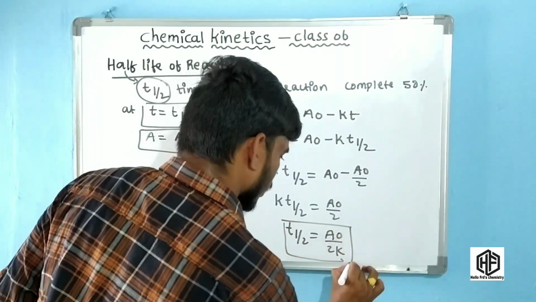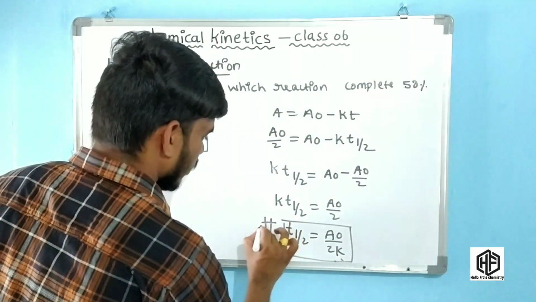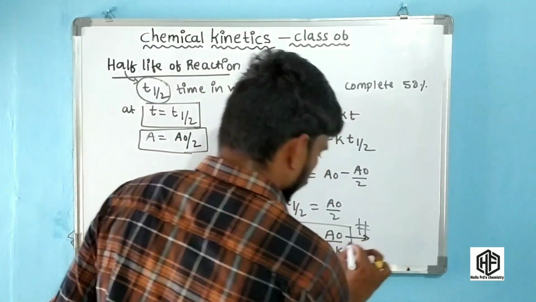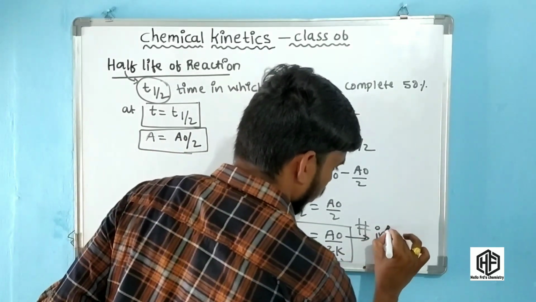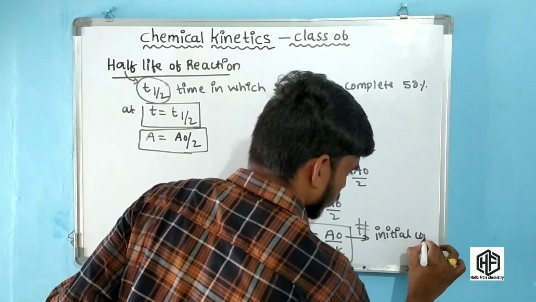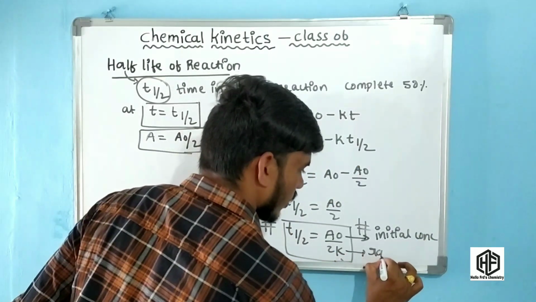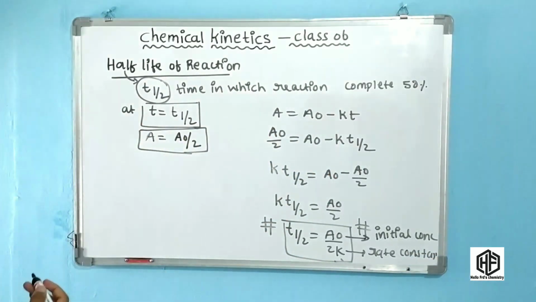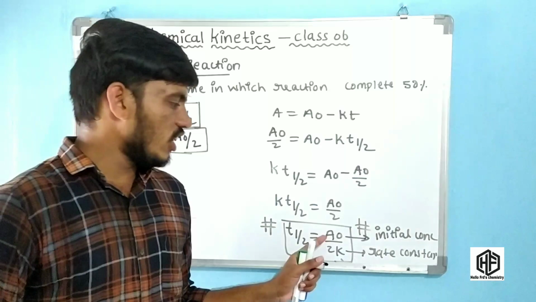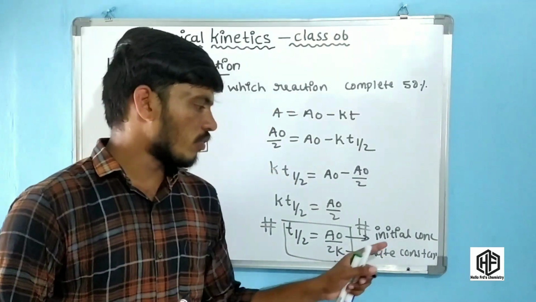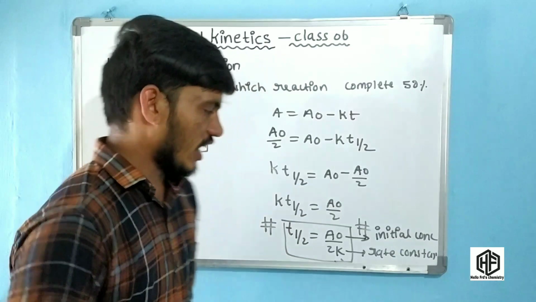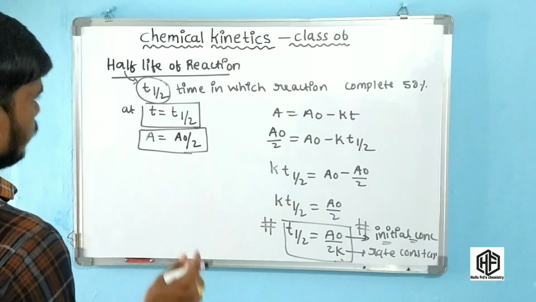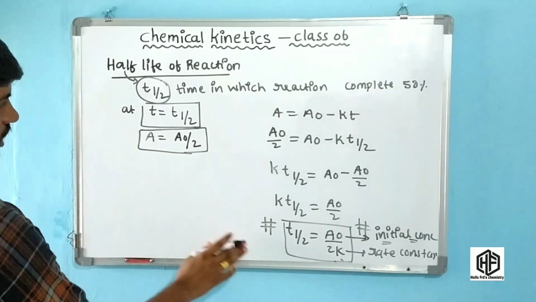This is very important, friends. t half is equal to A naught by 2k. Now this A naught is called the initial concentration, and k is the rate constant. Friends, you know that half-life t half depends upon the initial concentration of reactants. This is the initial concentration of reactant. This is important for the half-life of reaction. This is clear, friends.